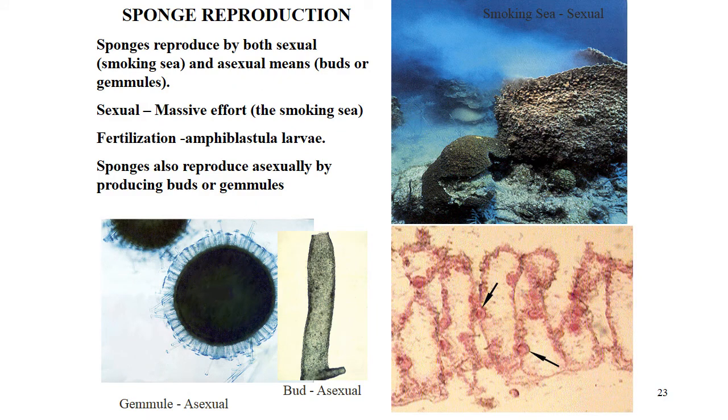Sponge reproduction, being the basal animals, it's not a real advanced form of reproduction. Their sexual reproduction is done by something called the smoking sea, in which they eject sperm into the water column and hope that it lands on a surrounding sponge. It's a very massive effort with a low success rate.